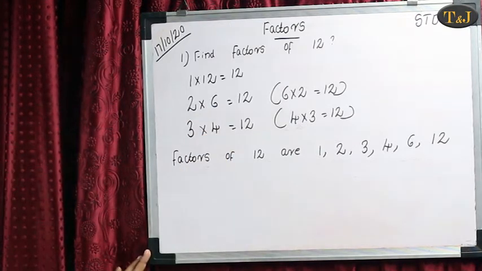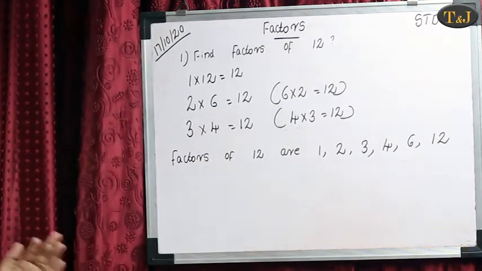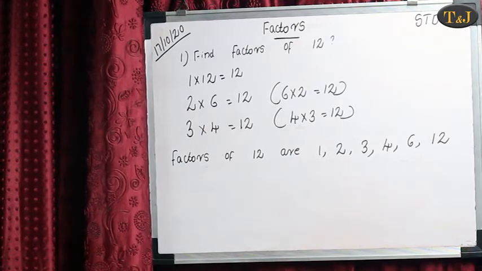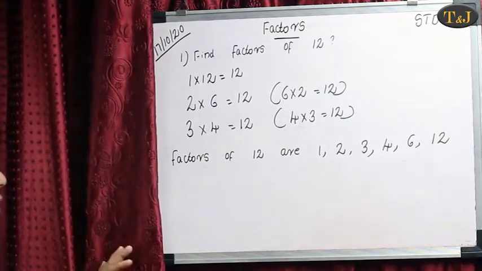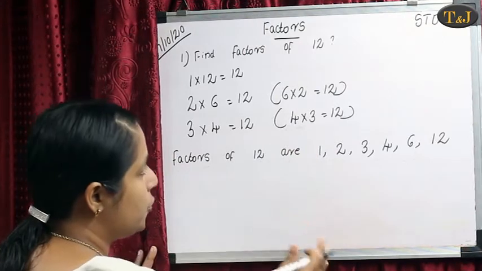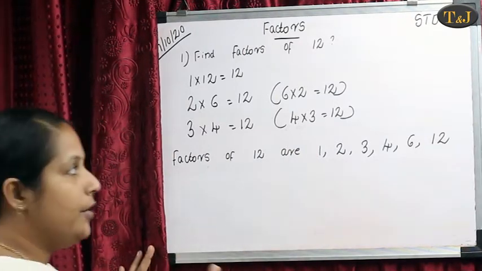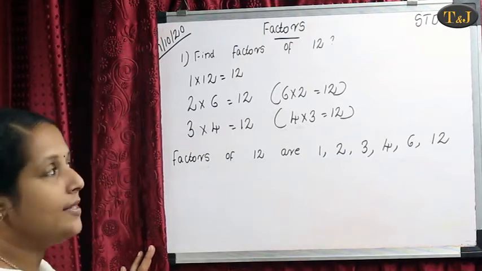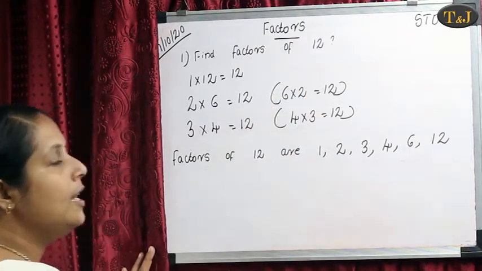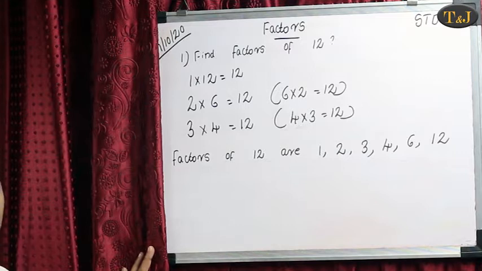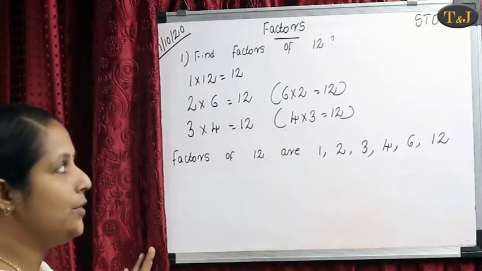Then in 3's table, how can we get the number 12? 3 4s are 12. Then 4 3s are also 12. So we write it only one time. Then in 5's table, no 12. In the 6 table, 12 is already written. Then in 7, 8, 9 and 10's tables there is no 12.